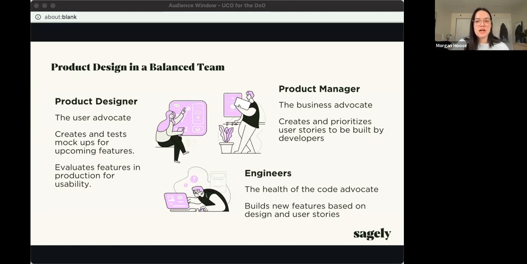So this just illustrates how a product team that is following the balanced team model will function. However, oftentimes a balanced team is a luxury that you just won't have. So the good news is that user-centered design, which we're going to get into in a second here, is a mindset that can be adopted by anyone that's involved in the development process. So not just the designers.